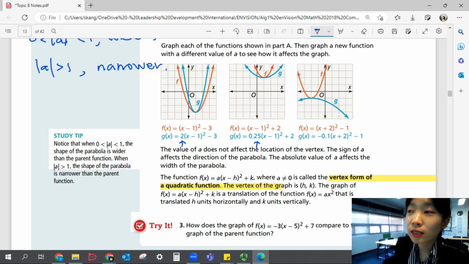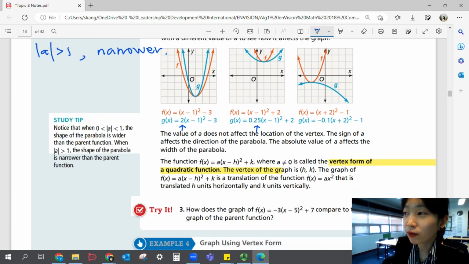Okay, let's look at try number 3. How does the graph of f of x equals -3 times (x minus 5) squared plus 7 compare to the graph of the parent function? So please tear this apart and identify the parts and write as much transformation as you see compared to the parent function. Okay? Come back when you're ready for answers.